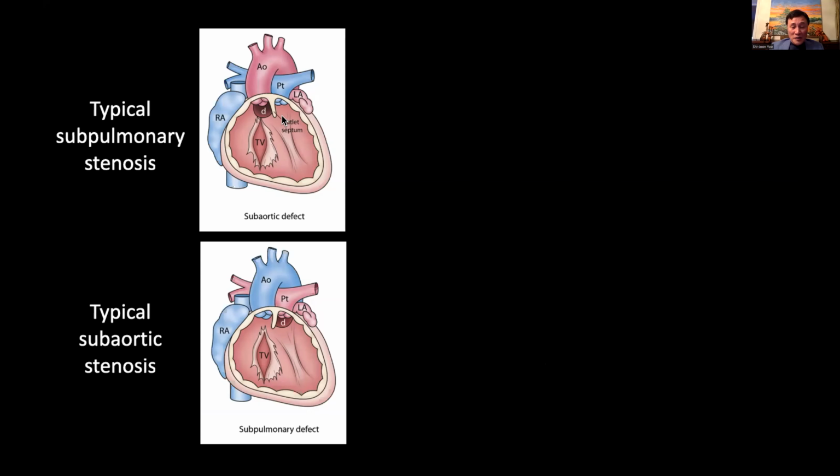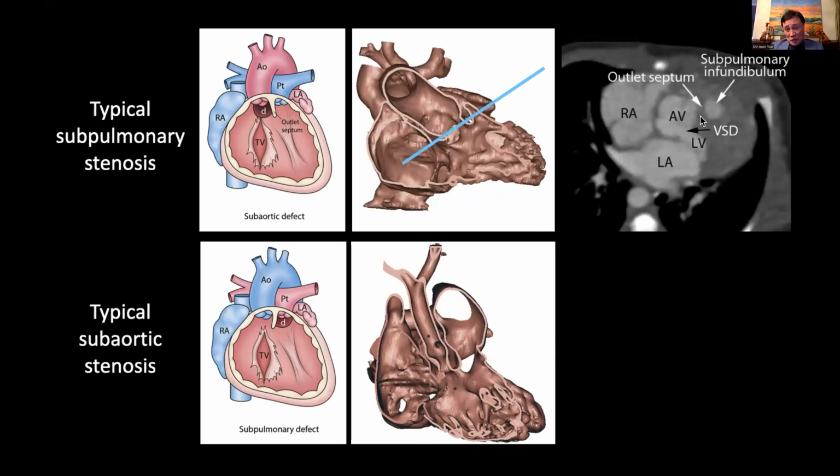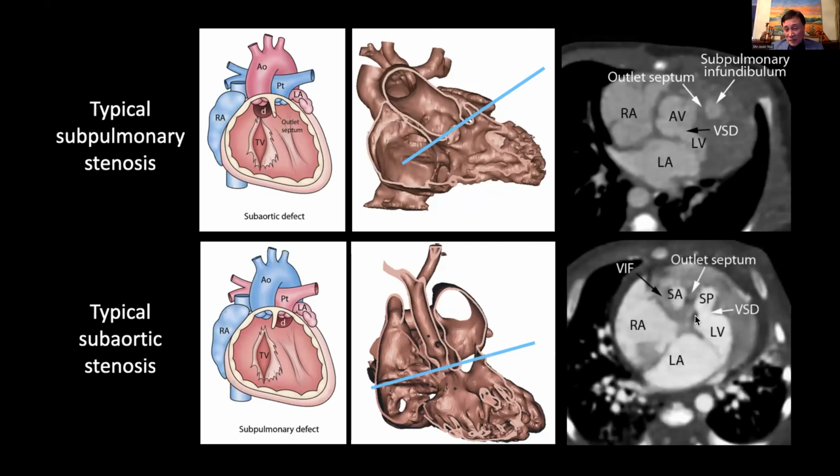And then here, what happens is that when you have a subaortic VSD, frequently you have a subpulmonary stenosis. If you have a subpulmonary VSD, frequently you have a subaortic stenosis. In the imaging, if you have the outflow tract view in this view, you will see the VSD is subaortic, and then the subpulmonary outflow tract is small. Okay. Here, when you have the subpulmonary VSD with this cut, you see the VSD is subpulmonary, and the subaortic outflow tract is shrouded by muscles. Okay.